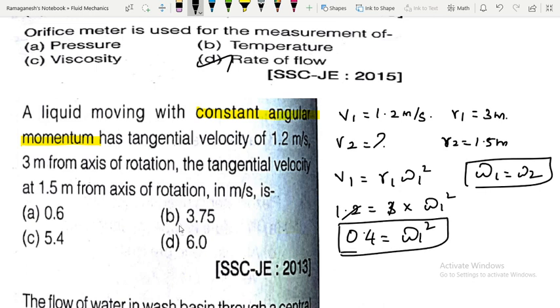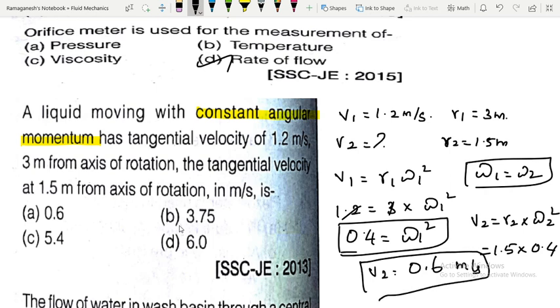Now what is asked is v2. The formula for v2 is r2 into omega 2 square. The r2 value is 1.5, and omega 2 equals omega 1, so the same value 0.4. So 1.5 into 0.4 gives 0.6 meter per second. 15 fours are 60, so move the decimal point two digits. So 0.6, option A, that's the answer.